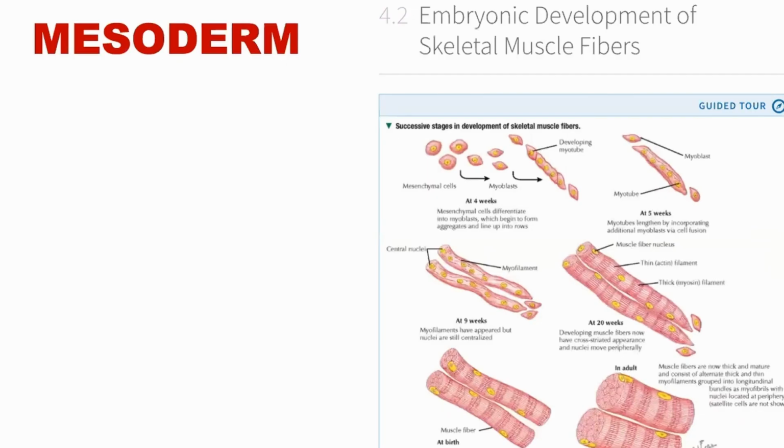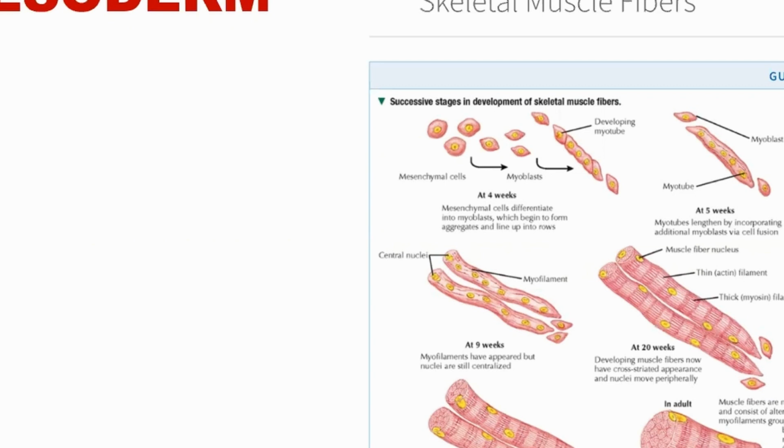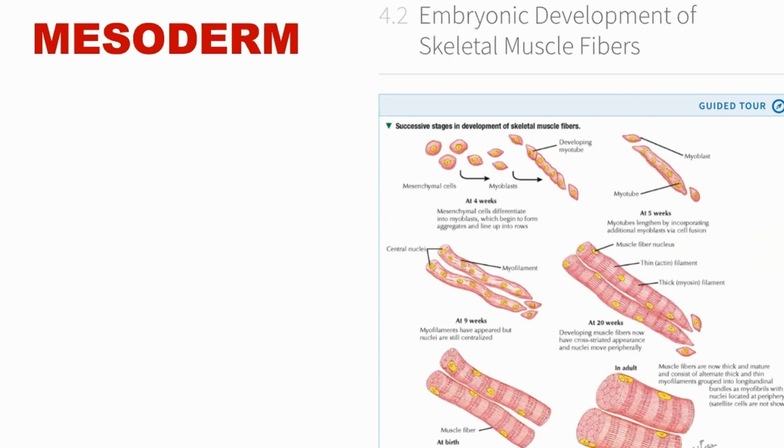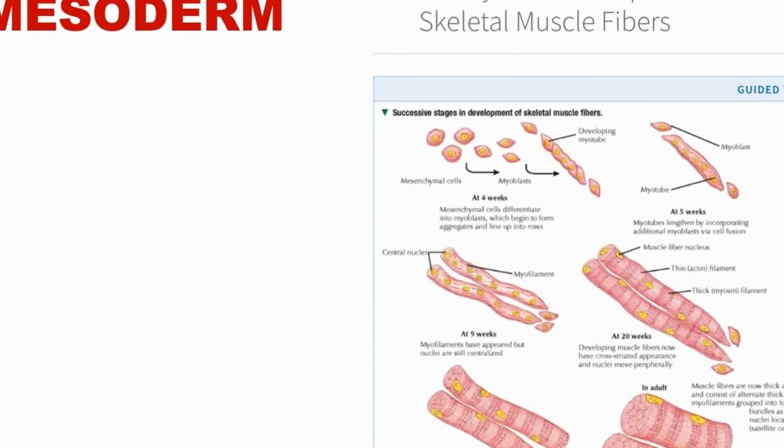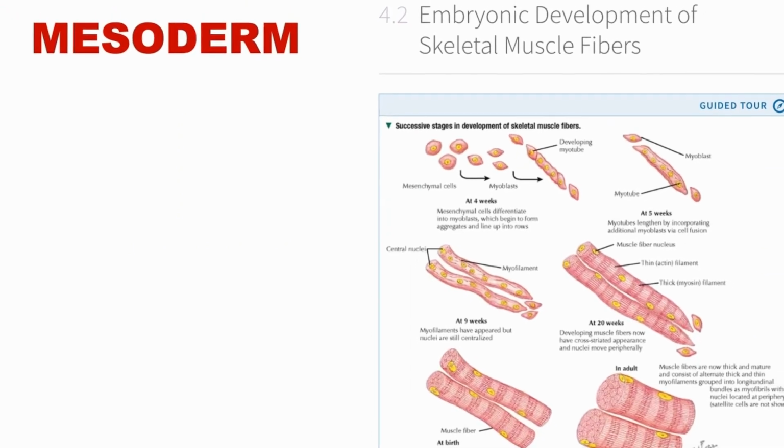In terms of the embryologic origin of skeletal muscle, as we touched on before, skeletal muscles in general, on average, tend to come from mesoderm. This is just a diagram showing the embryologic development of skeletal muscle fibers. Here, they derive from the mesenchymal cells. The mesenchymal cells divide to produce what we call myoblasts.